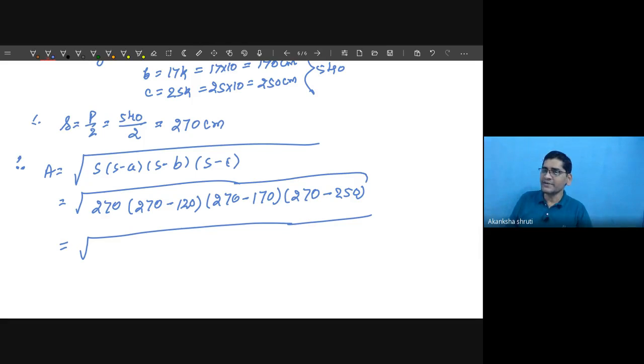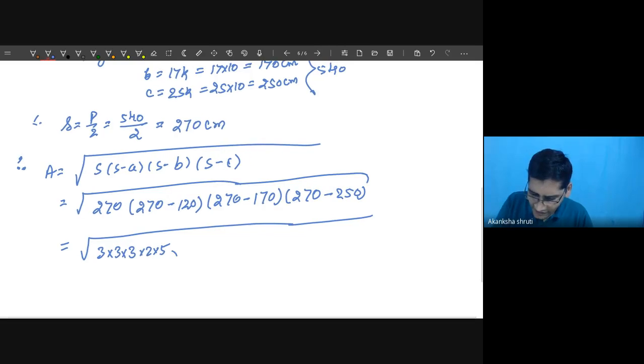You can write 270 as how? Go for factorizing and write it to get the exact value, or for quicker calculation. 27 can be written as 3 into 3 into 3 into 2 into 5, because 27 is 3 into 3 into 3, and then 10 can be written as 2 into 5. Okay, now first we had factorized this.